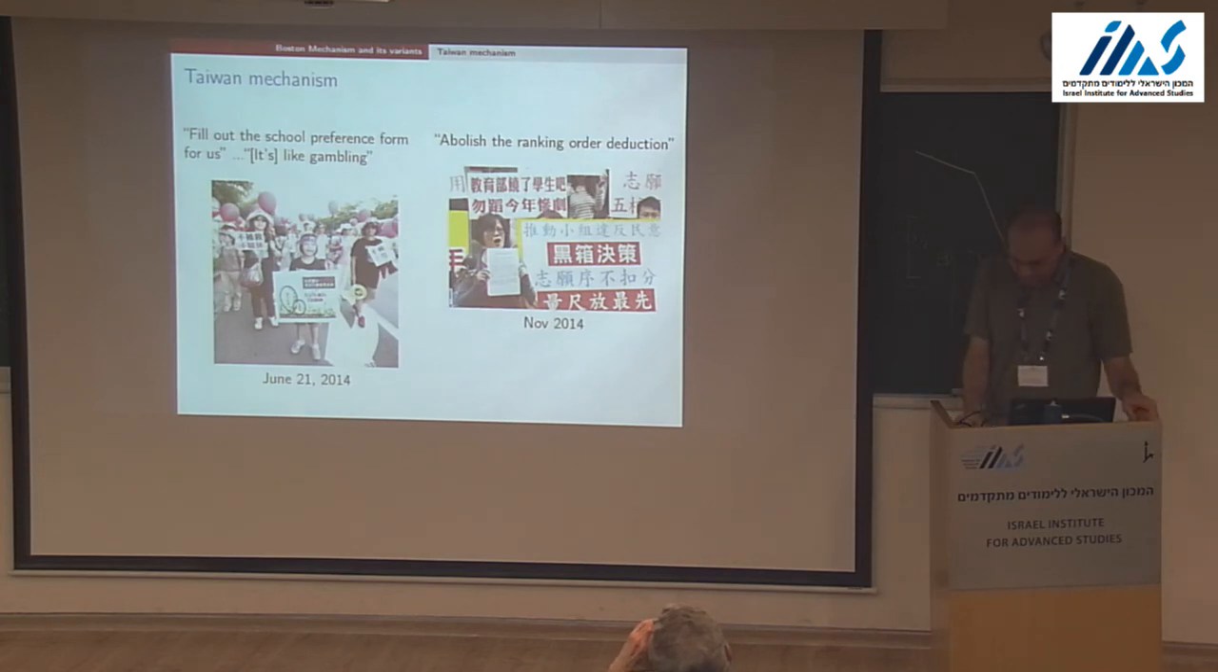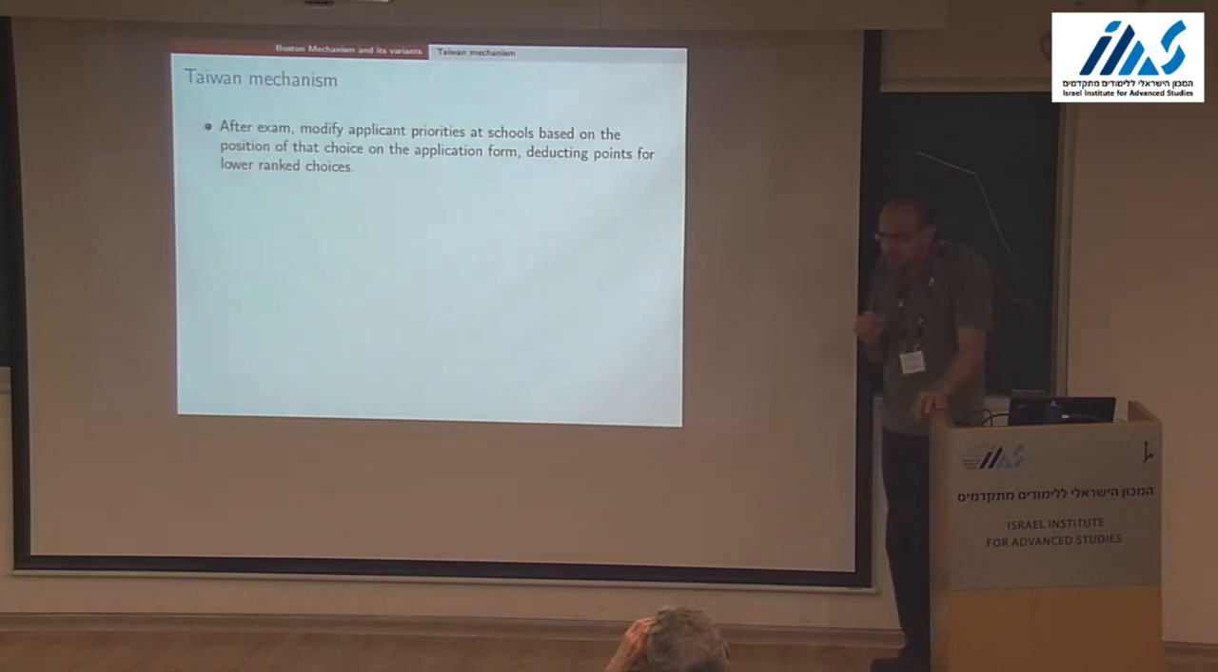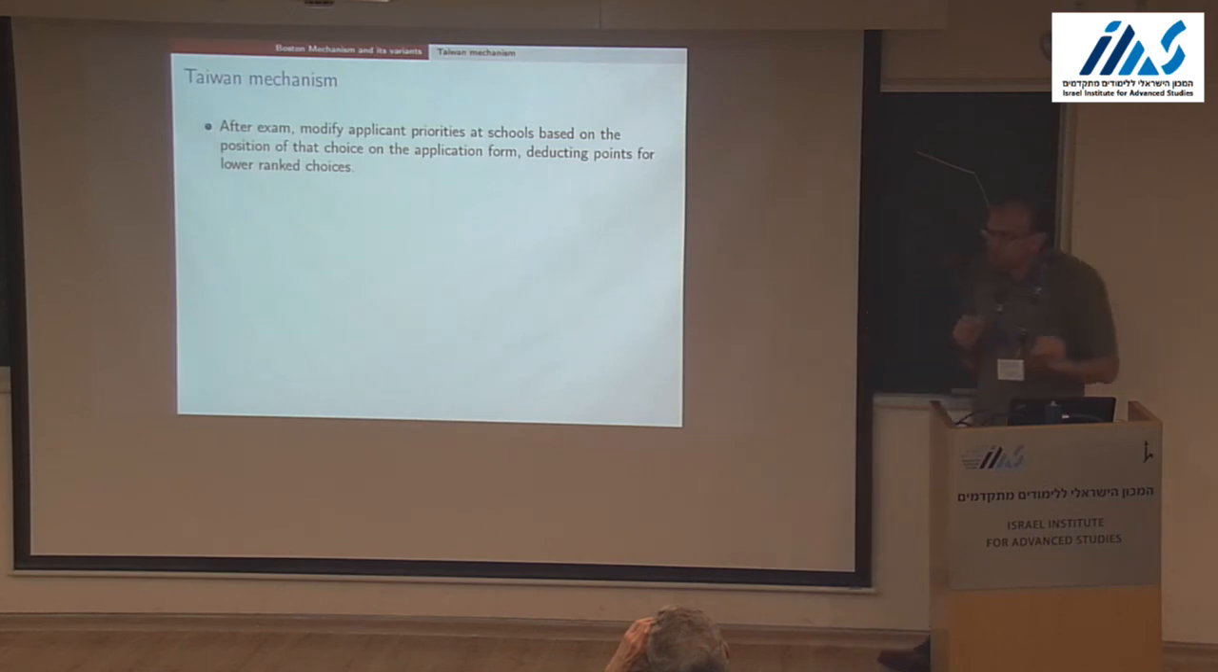So what is the Taiwan mechanism? Here's how this works, and it's very much Boston-like. In Taiwan, every child has to take a single exam. And the officials in Taiwan came up with the following brilliant idea, you could say. Why don't we take the test scores of kids and modify the scores based on how the school is ranked? So if I scored 100 on the exam, we'll use my score of 100 for my first choice. For my second choice, I'm going to deduct 10 points from your test, so we're going to act as if your score was 90. For my third choice, I'm going to deduct 20 points, so we'll act like your score is 80. So that's this deduction schedule.